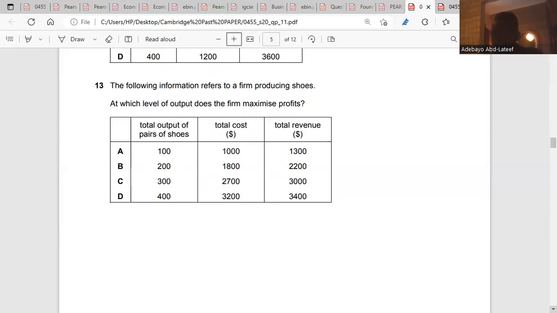3,000 minus 2,700, that's 300. So for 300 units produced, 300 was made as profit. And the last one is 3,400 minus 3,200, which is 200. So for 400 produced, 200 was made. So the maximum profit was at B. 200 was produced, 400 was made. That's the maximum. The rest are 300, 300, and 200. Is it clear?